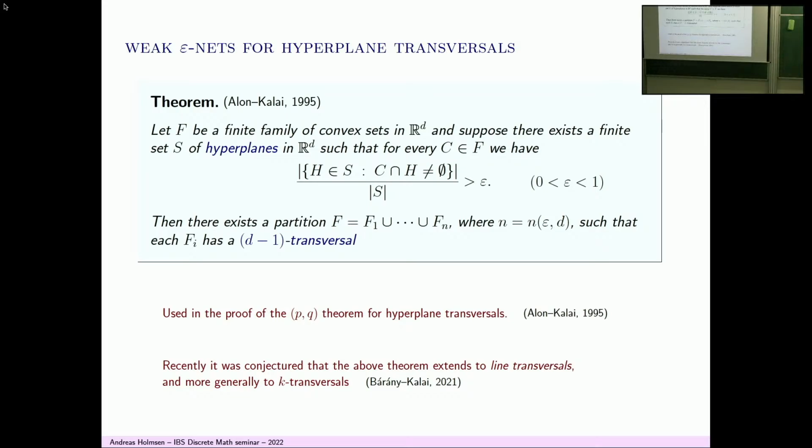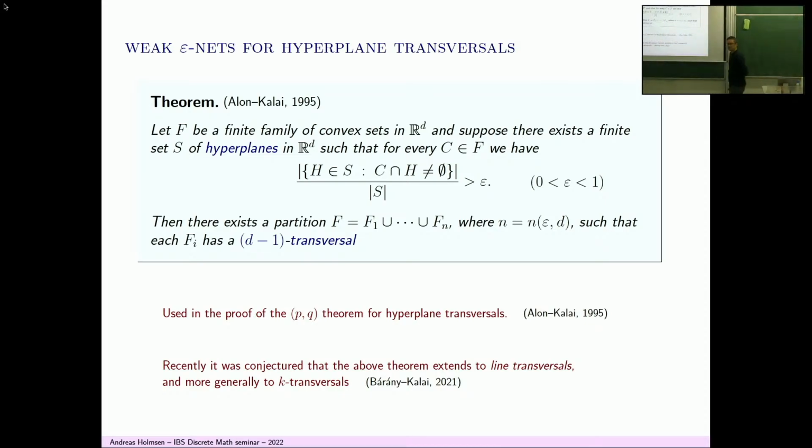Okay, so it's the same question, except that the measure you're defining now is in the space of hyperplanes, right? And it turns out that you do get a weak epsilon net theorem. So even though you don't have a Helly theorem, you still get this weak epsilon net theorem. So that is very positive. And Alon and Kalai use this to prove a generalization of this PQ theorem to hyperplane transversals. So that is known. The proof of the weak epsilon net for hyperplane transversals is, as far as I know, quite different from the proof for the point transversal version of the weak epsilon net theorem.